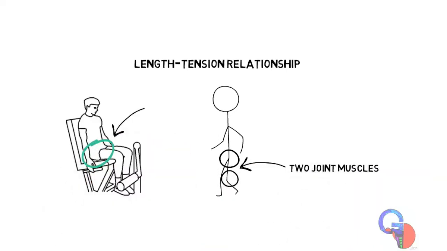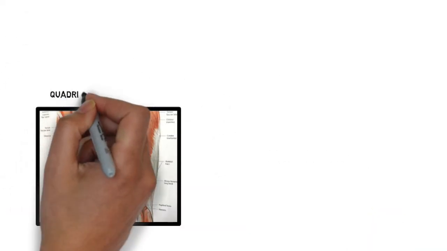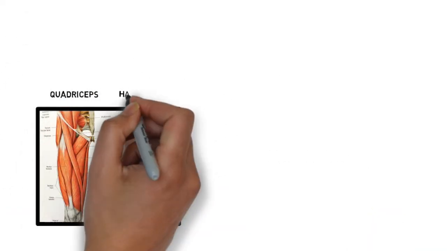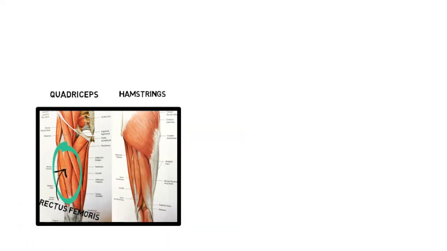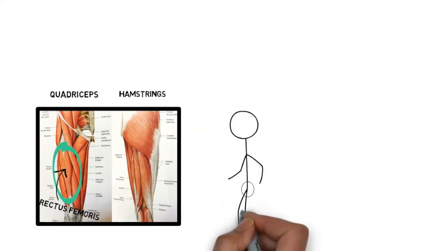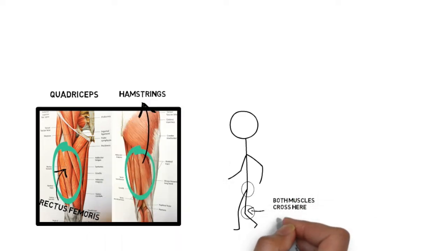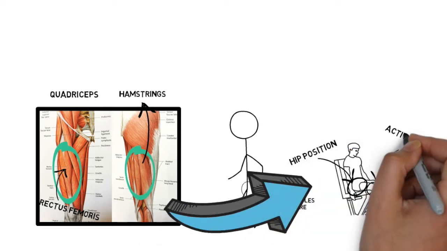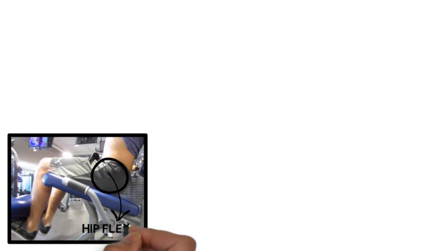This brings us back to our topic of pelvic positioning during a seated knee extension. There are two muscle groups that play a role in force production during this exercise, the quadriceps and the hamstrings. The rectus femoris is the specific quadricep muscle that crosses the hip and the knee joint. The hamstring group also crosses both joints. This means that these muscles will be affected by hip position during active knee extension.